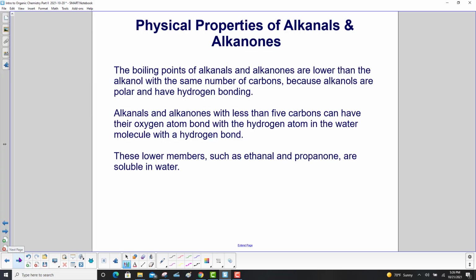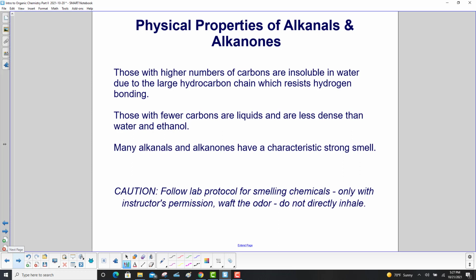Physical properties of alkanals and alkanones. The boiling points of alkanals and alkanones are lower than the alkanol with the same number of carbons because alkanols are polar and have hydrogen bonding. Alkanals and alkanones with less than 5 carbons can have their oxygen atom bond with the hydrogen atom in the water molecule with a hydrogen bond. These lower members, such as ethanal and propanone, are soluble in water. Those with higher numbers of carbons are insoluble in water due to the large hydrocarbon chain which resists hydrogen bonding.